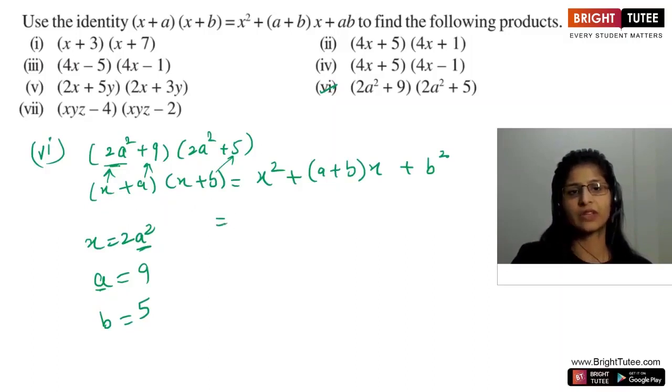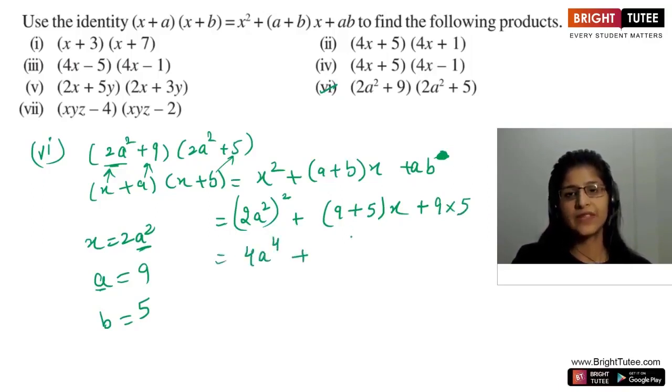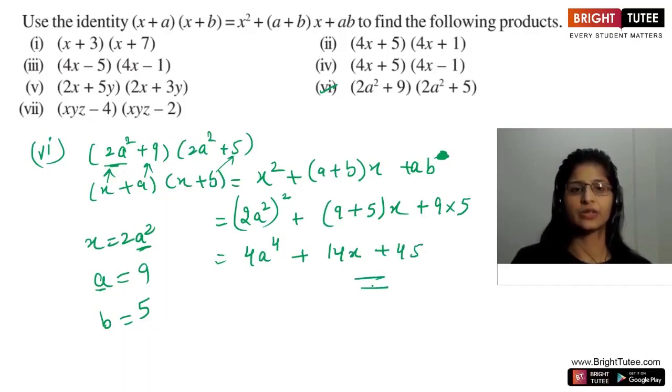So instead of x, what will we put? 2a square whole square, okay, plus a is 9, b is 5, into x plus it is ab, not b square, it is ab. So a is 9, b is 5. So 4a to the power 4 plus 9 plus 5 is 14, it will be 14x plus 9 5s are 45. Okay, so this is clear.